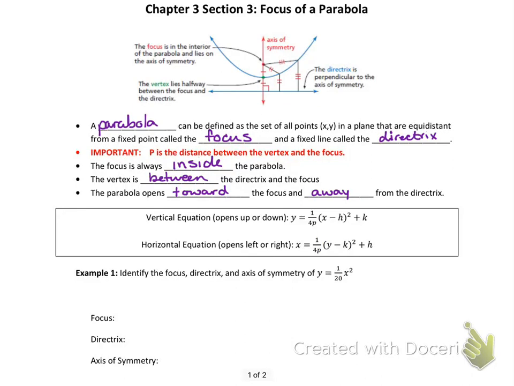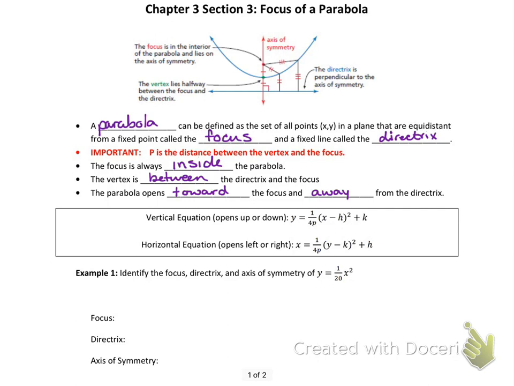Welcome to Chapter 3, Section 3, Focus of a Parabola. In the last section, we talked about attributes of a quadratic function based on vertex form, certain attributes that happen, right, where it's increasing, decreasing, where it's opening up or down, stuff like that, and the axis of symmetry. But there's another way that a parabola is actually defined.